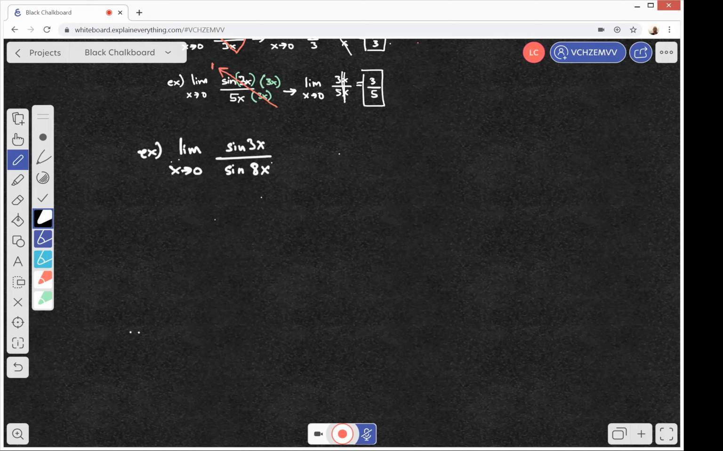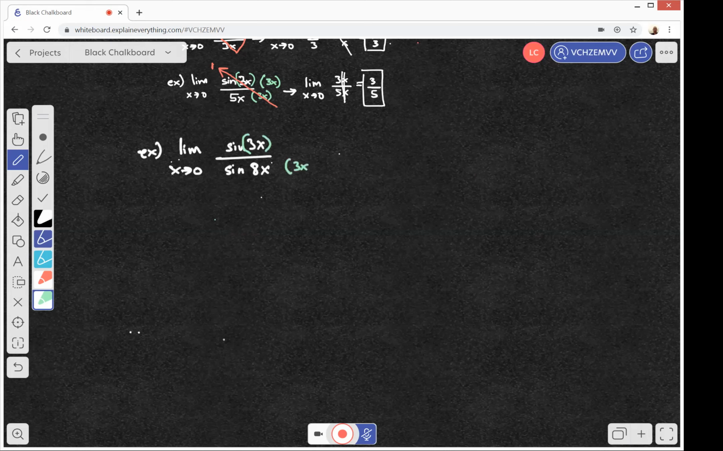All right. So we want to have these matches, so we can make these sines become ones. This is how I'm going to approach it. I know there's a sine 3x on top. To make a match with that, I need to put a 3x on the bottom.